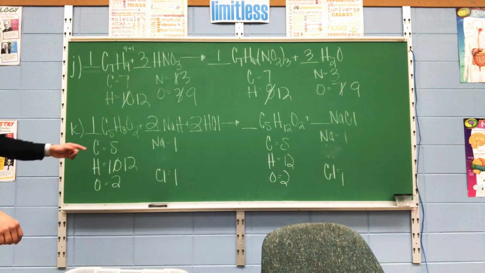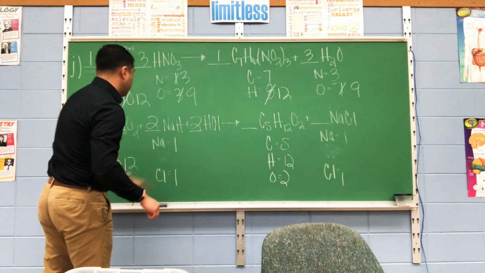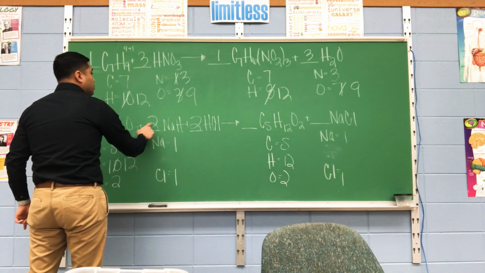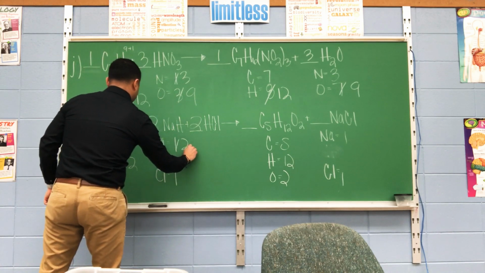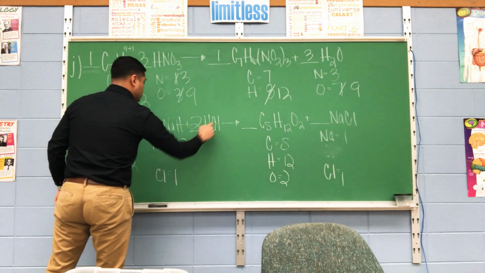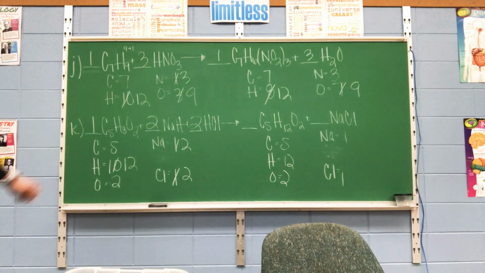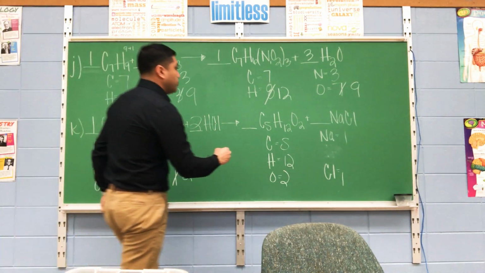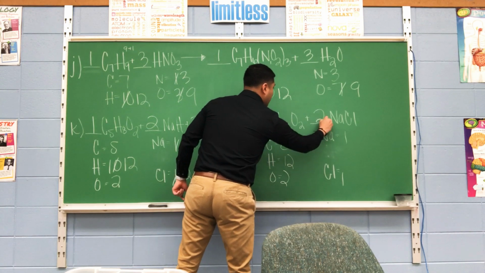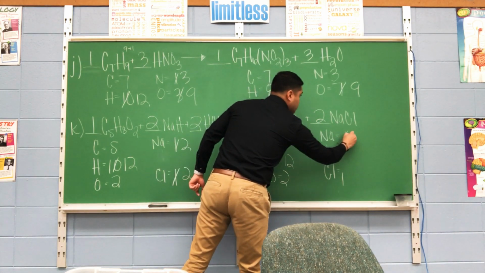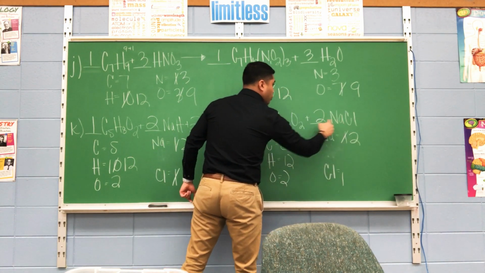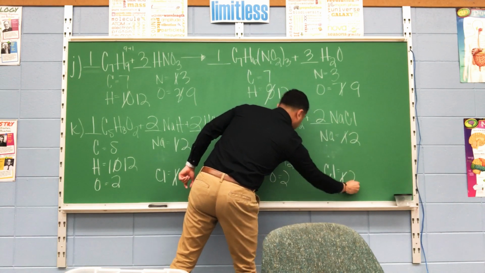That obviously changes my numbers over here. You have 2 sodium, then you have 2 chlorine. You'll notice that these are unbalanced. What if you place a 2 here now? This changes my 2 for sodium, 2 for chlorine.